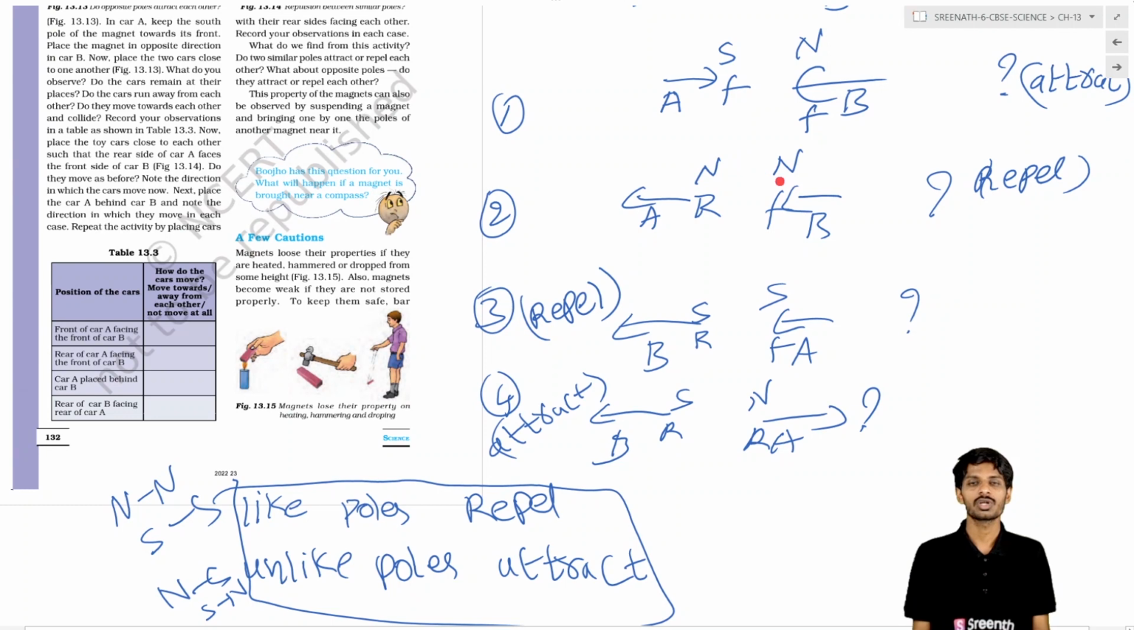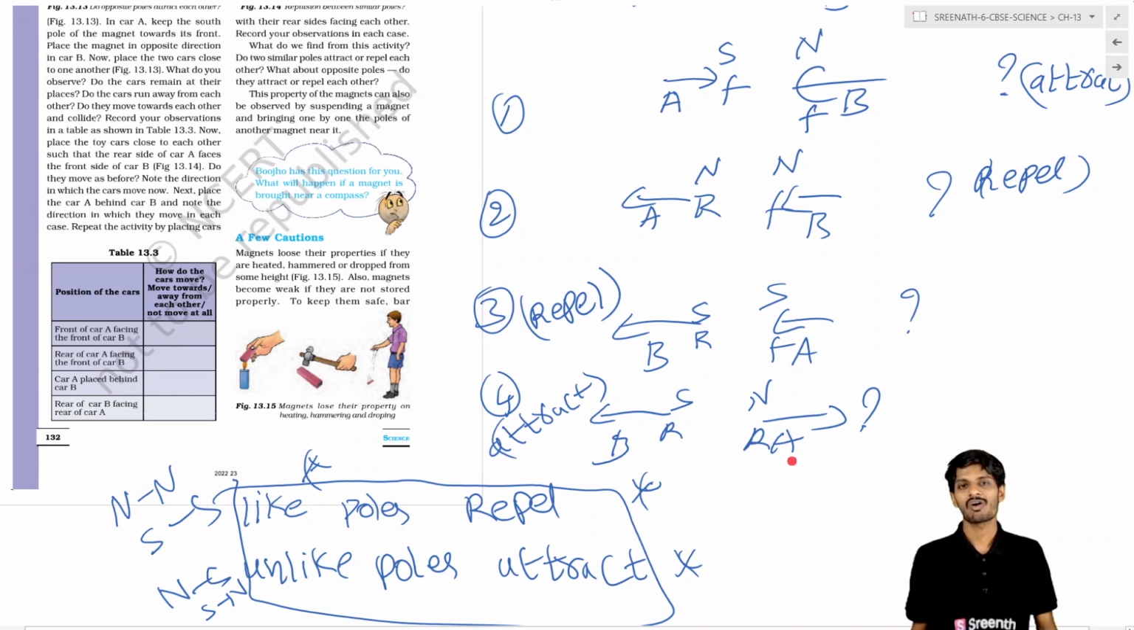In this case, north pole and north pole moved away from each other. North poles are like poles. What have they done? They have repelled each other. So like poles repel each other. In this case also, both are south poles, so both are like poles. What will they do? They will repel each other. In this case, they are unlike poles, they attracted, so unlike poles attract each other. So this is the very important conclusion: like poles repel and unlike poles attract.